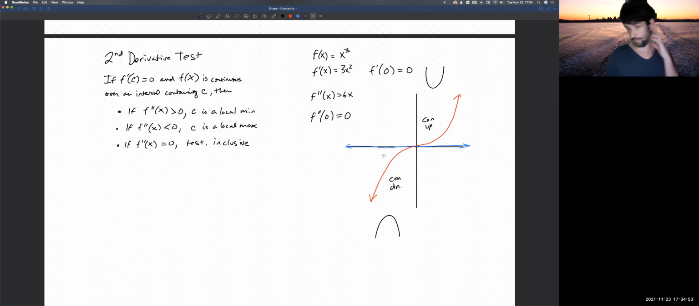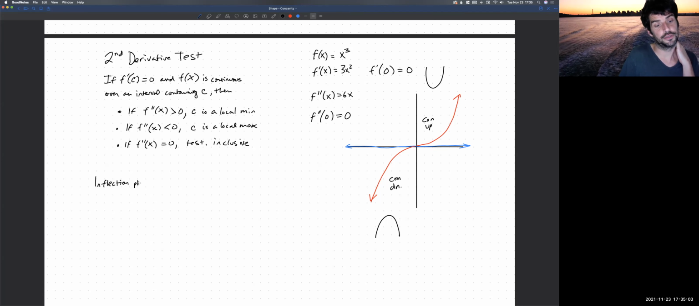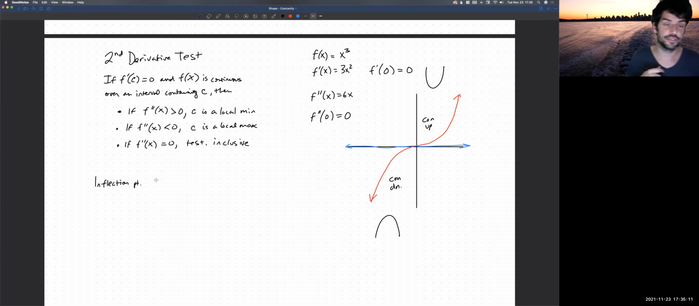This kind of point, by the way, where we switch from concave up to concave down, we call an inflection point. It's a point where our function is continuous and exists, and the second derivative is zero there and goes from positive to negative or negative to positive, anywhere where the concavity changes.